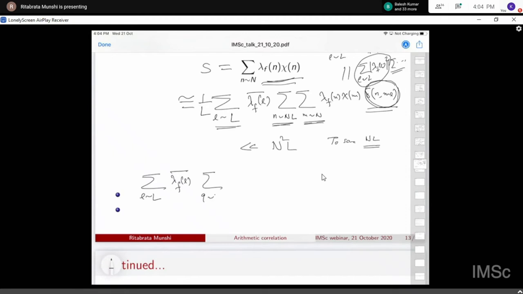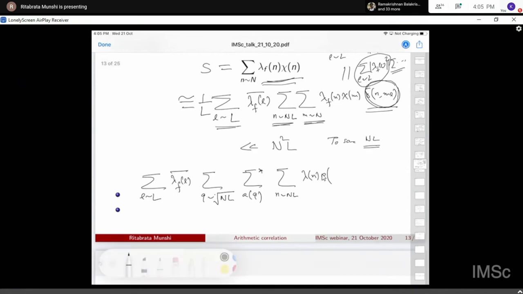Q is now bigger because the equation is of size NL, so Q is going to be of size square root of NL. Then a modulo Q, and then you have N of size NL. I'm just going to drop my F over here, so lambda N. Oh, and I forgot one thing, I have to go back. I have to reduce the modulus in some way. I forgot about that. Sorry.